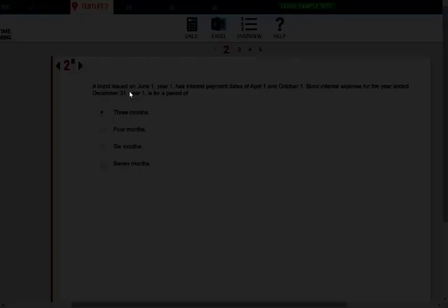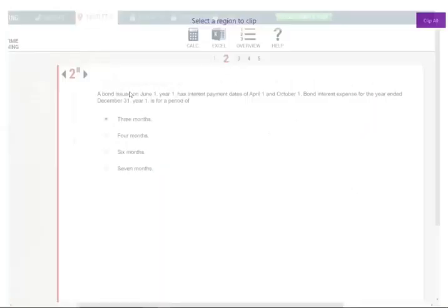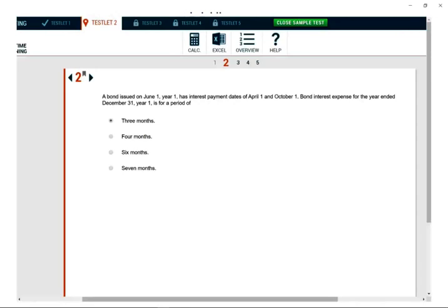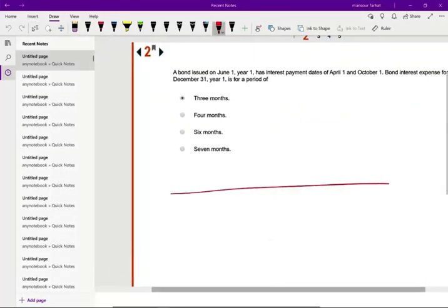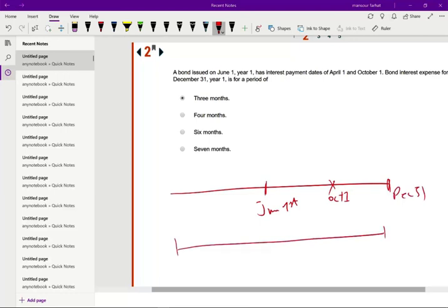Here's what they're asking us. Let me put it on a timeline, so hopefully you would remember this when you take the exam. Be careful about the date. So the bond was issued June 1st. It pays interest October 1st, and this is December 31st. Then in year two, this is year one. In year two, it's gonna pay interest again April 1st. It was issued right here.